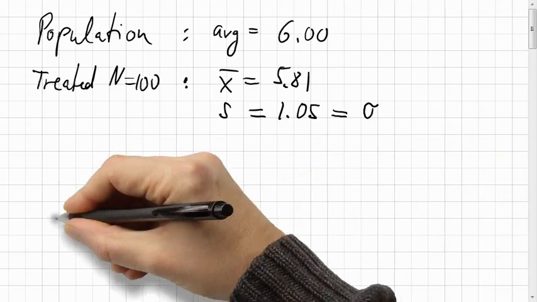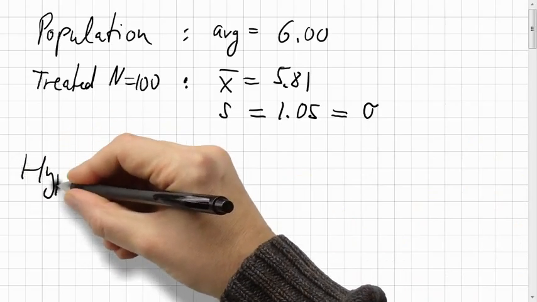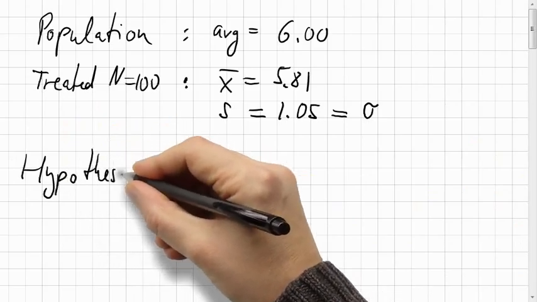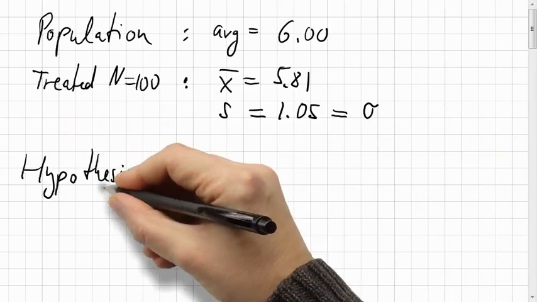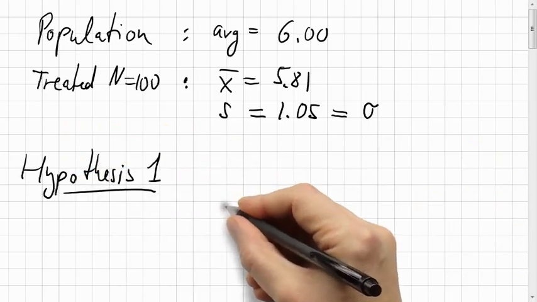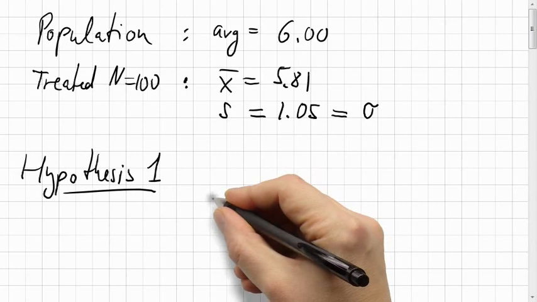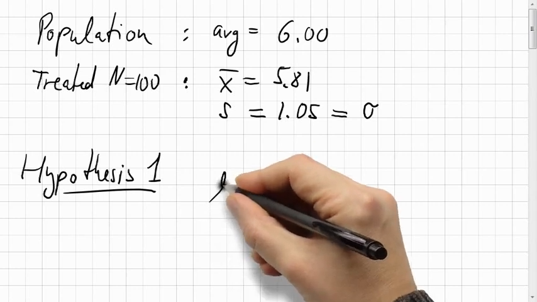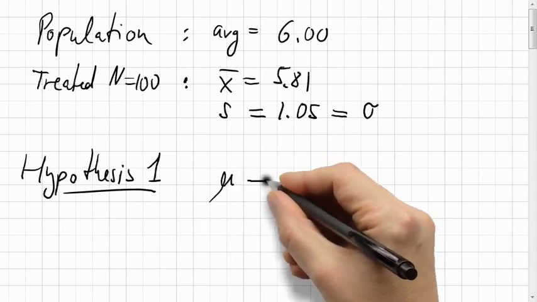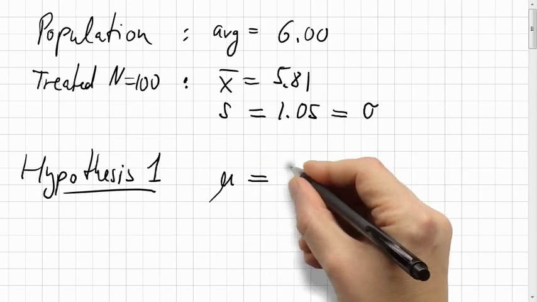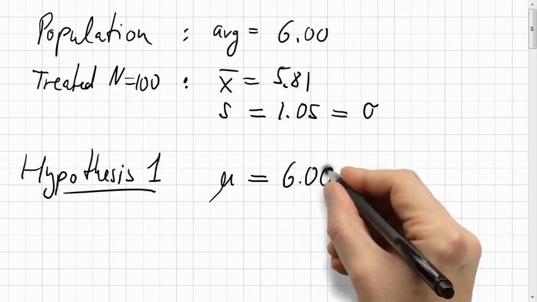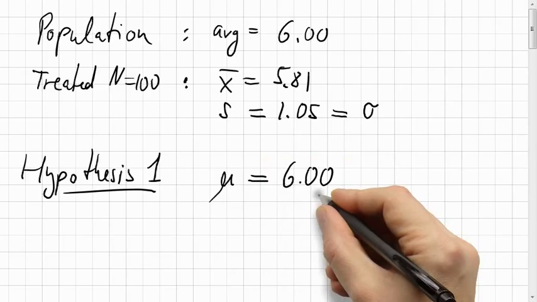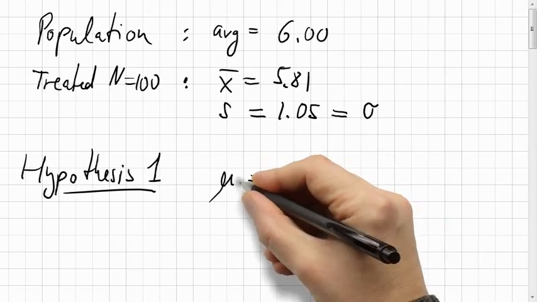The way to proceed in statistics is to form a hypothesis and try to reject that hypothesis. So let's form a hypothesis, namely the hypothesis that mu, the expected value of this blood level, still is 6.00 even after the treatment. Expected value means the average of millions and billions of experiments.